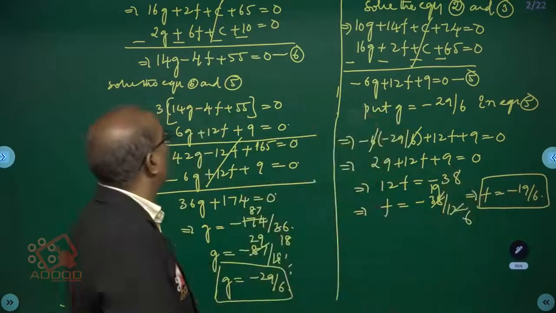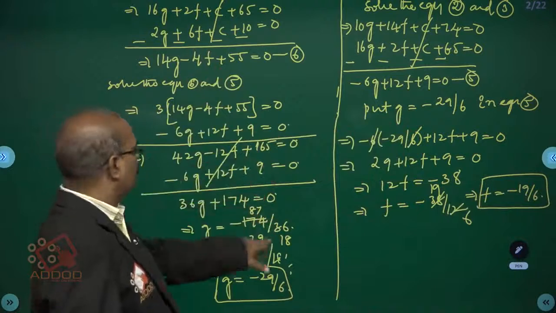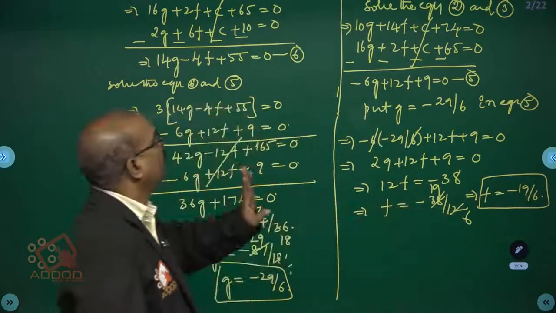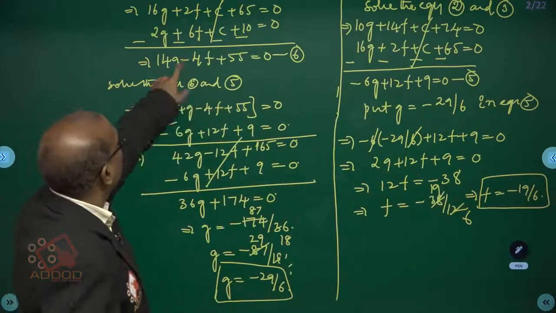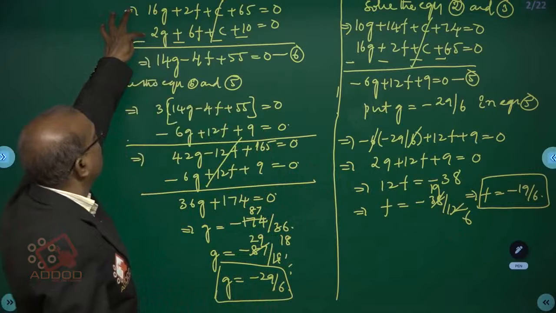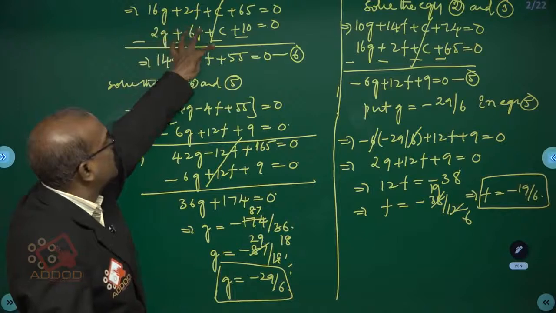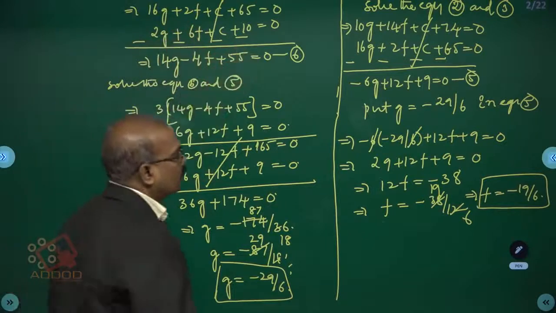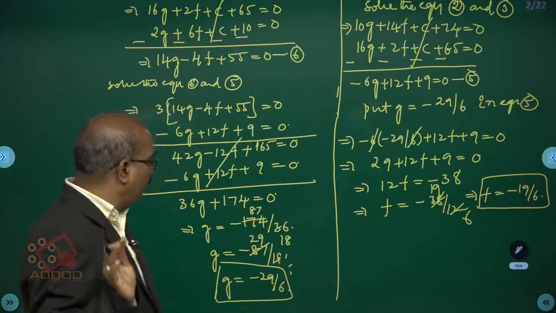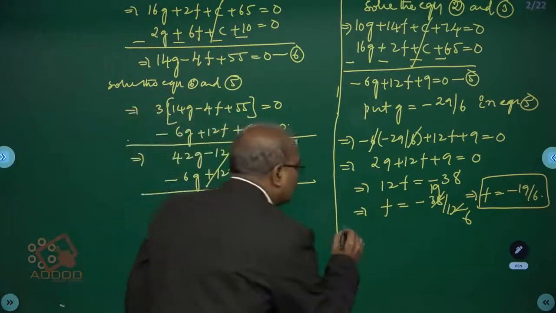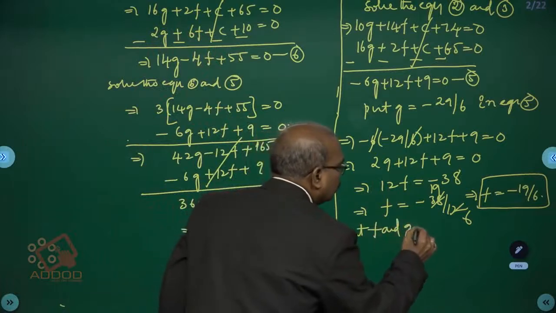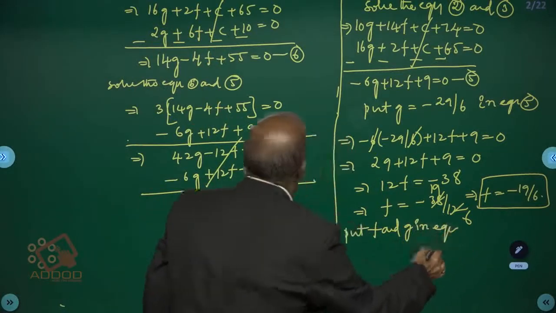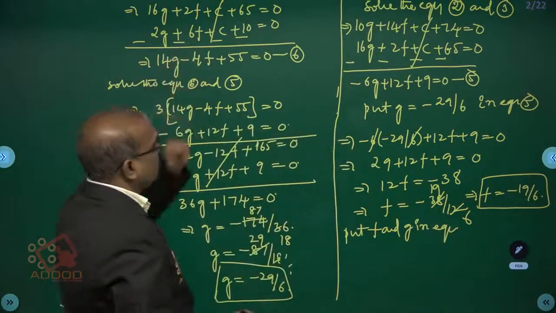Now to get the C value, substitute the G value and f value in any one equation. So what was the first equation we have? In the third equation also we can substitute here. Okay, this is the third equation: 2G plus 6f plus C plus 10 is equal to 0. So to get the C value, put f and g in equation 3.